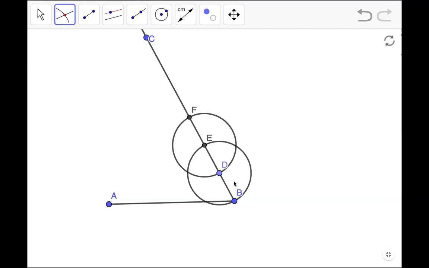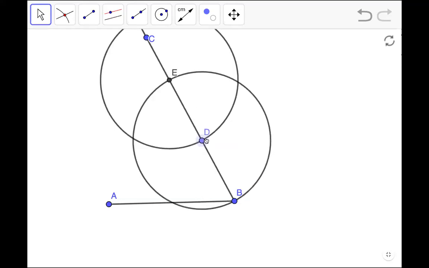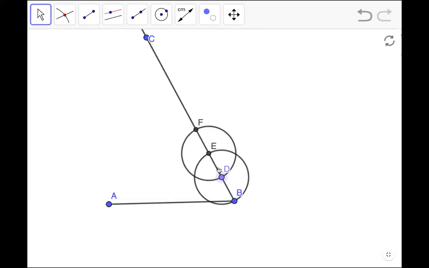Notice how DB, ED, and FE are all congruent to each other. So for whatever it's worth, BF is cut into 3 equal pieces. If I wanted to make it 4 equal pieces, I'd make another circle.